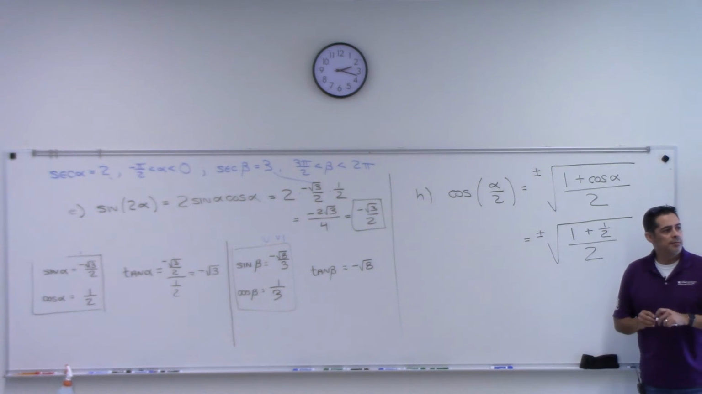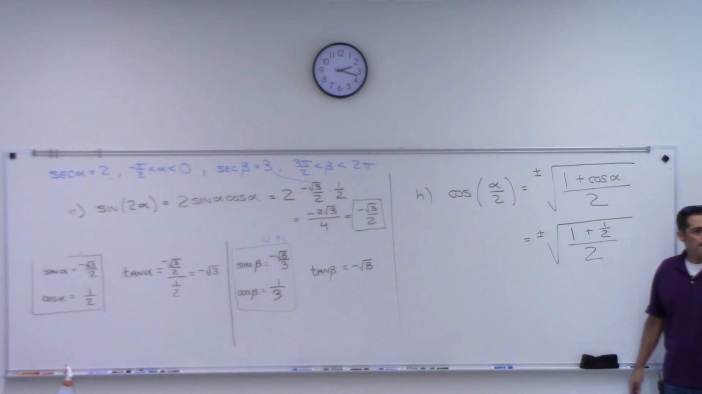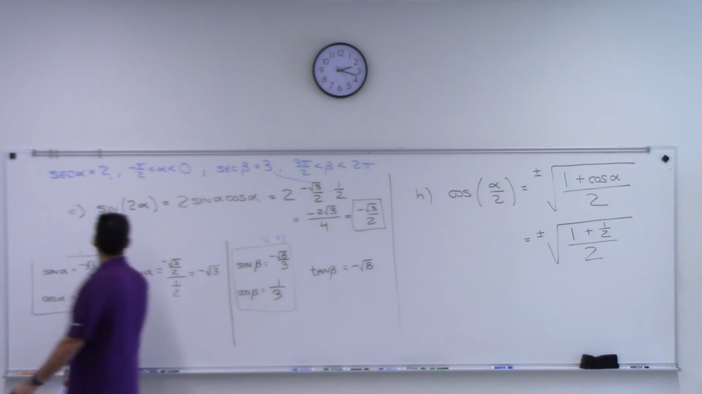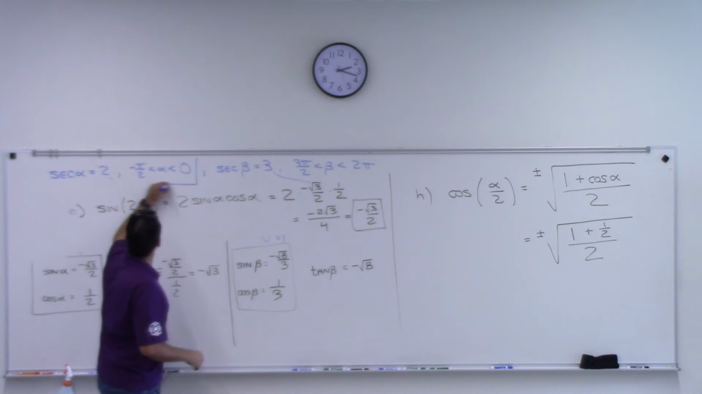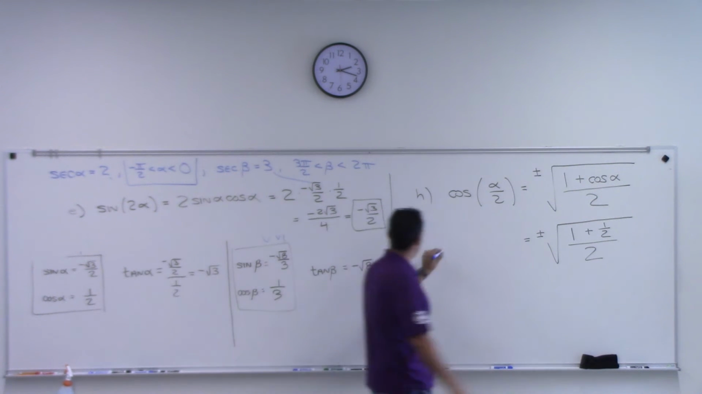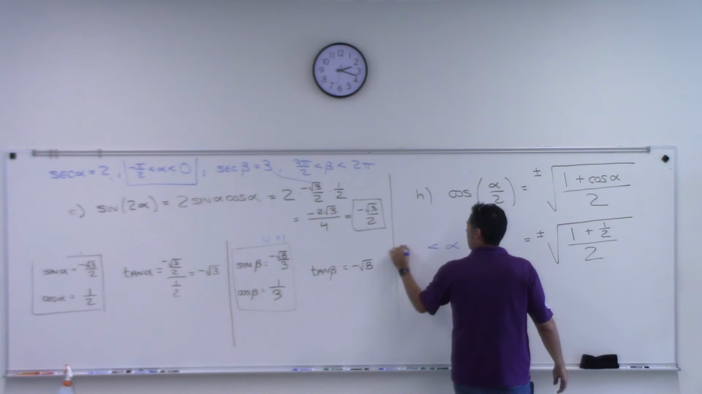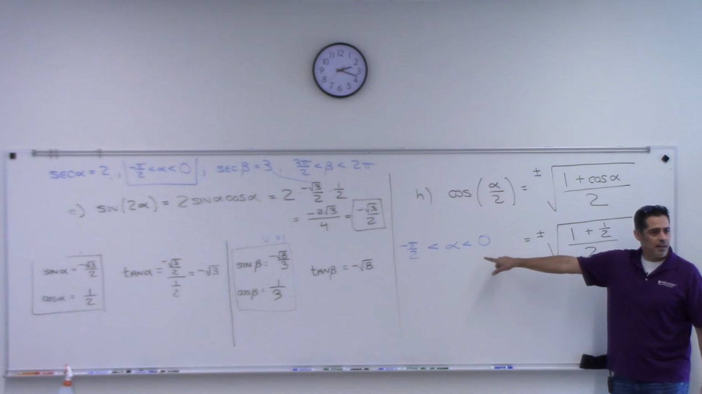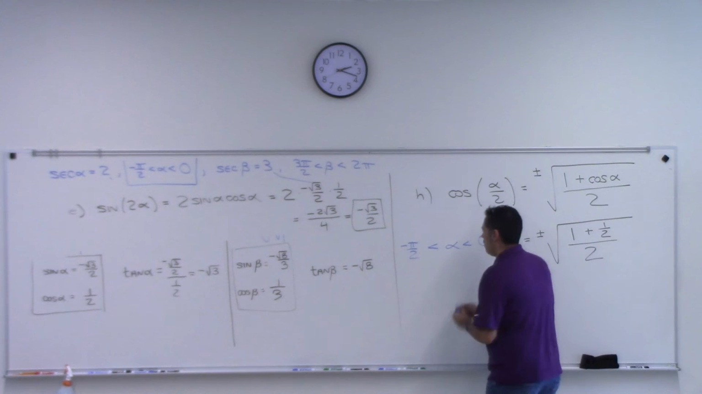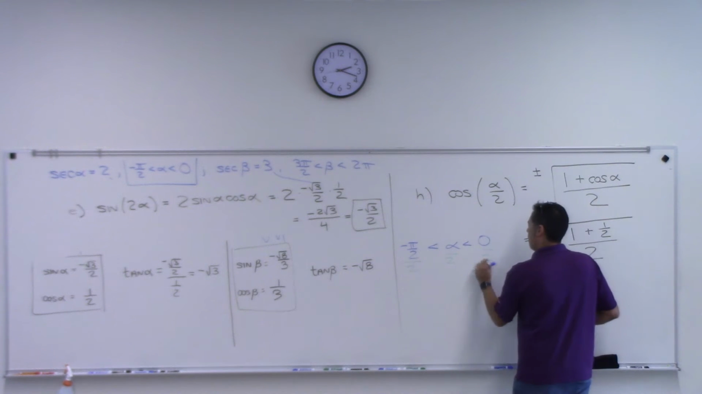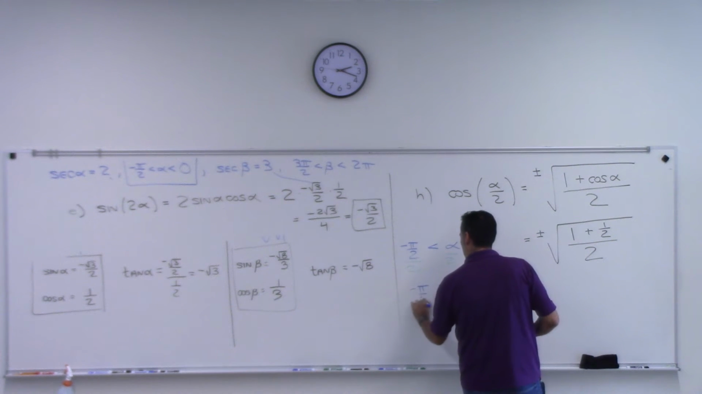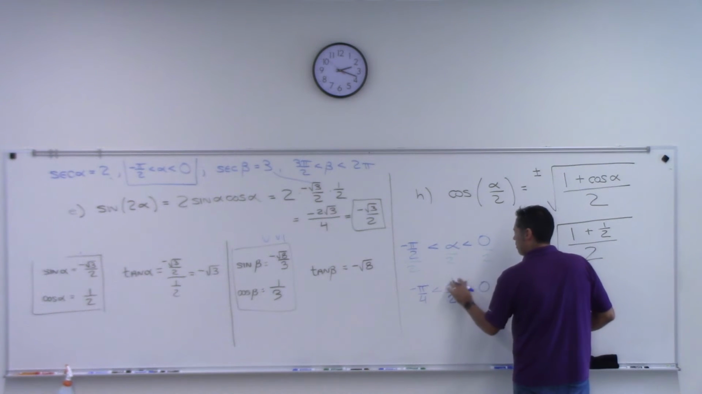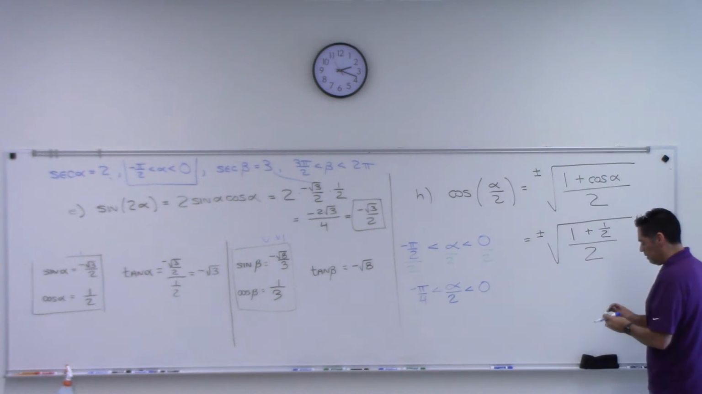We're doing H. Oh, you're looking for the restrictions. Oh, there they are, right here. That's the restriction on alpha, right? So let's write that down. Negative pi over 2 less than alpha less than 0. And to figure out what's happening to alpha over 2, I divide everything here by 2. So divide everything by 2. Negative pi over 4 less than alpha over 2 less than 0. So where are we?